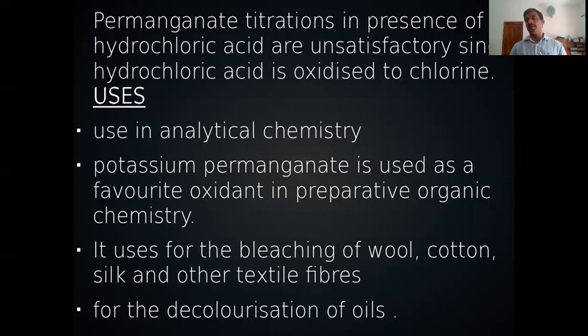In permanganometry, what is permanganometry? Estimation of various substances using potassium permanganate, that is permanganometry, a volumetric analysis. In permanganometry, to create acidic medium, we are using sulfuric acid. Why can hydrochloric acid not be used for the purpose? The reason is that hydrochloric acid will undergo oxidation in the presence of potassium permanganate. It will be oxidized to give chlorine. That is the reason. So HCl cannot be used.